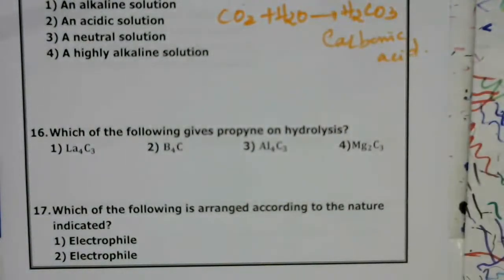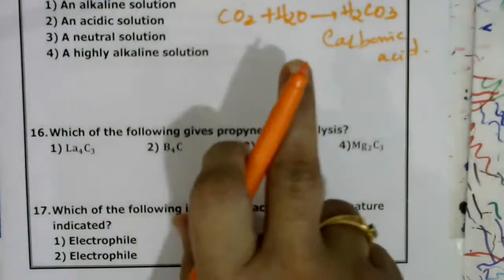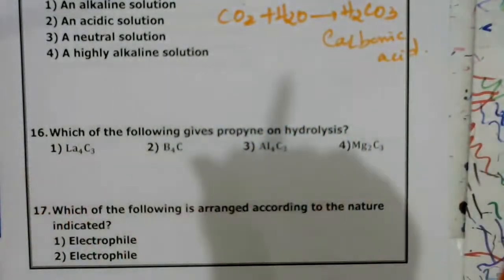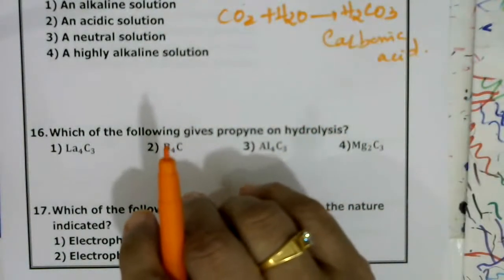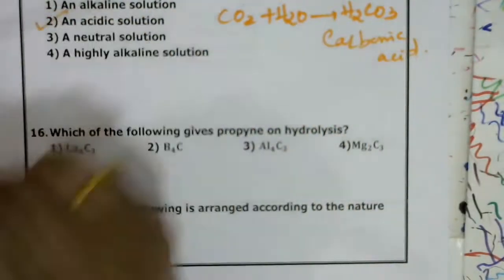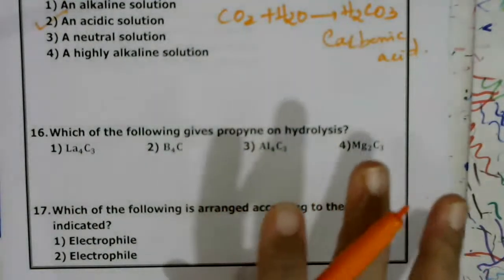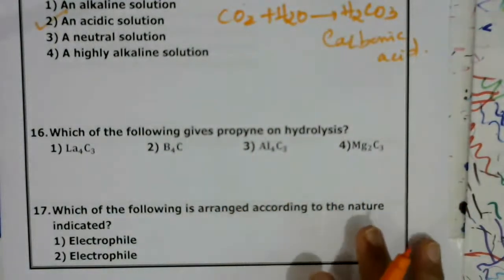H2CO3 is what, children? Carbonic acid. Do you remember acid rain? The gases responsible for forming acid rain are oxides of sulfur, oxides of nitrogen, and oxides of carbon also. Why is it so? Because sulfur will form sulfurous acid, nitrogen will form nitric acid, and carbon will form carbonic acid. Therefore, question number 15 is what? Acidic solution. It is a weak acid. That we need to remember. It is a weak acid.